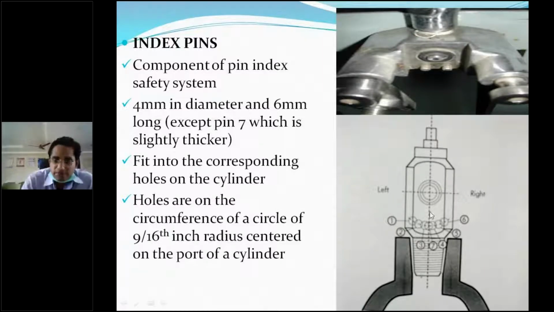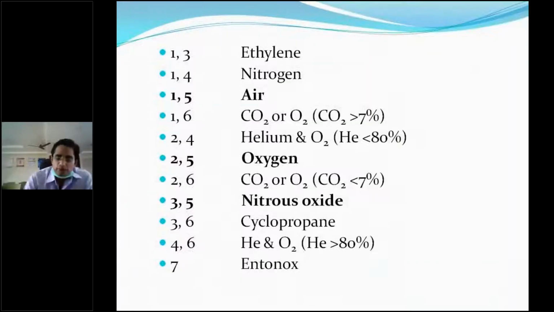Here you are seeing the stem of the cylinder, and here you have the numbers 1, 2, 3, 4, 5, 6, and 7. Depending on the numbering, you can accommodate the type of cylinder. For example, to accommodate a nitrous oxide cylinder, the pin index should be 3 and 5. To mount an oxygen cylinder to the machine, the pin index should be at positions 2 and 5.